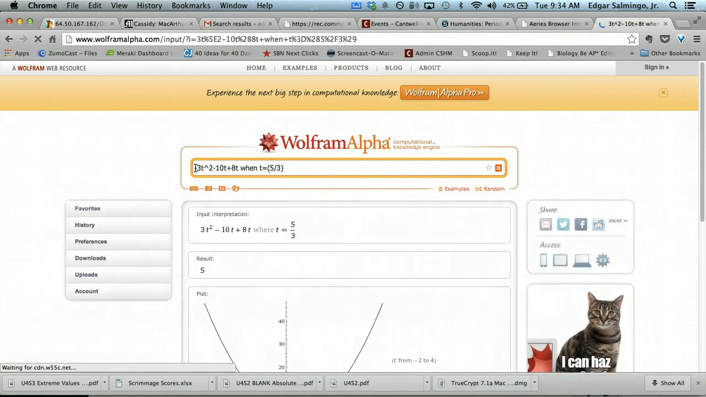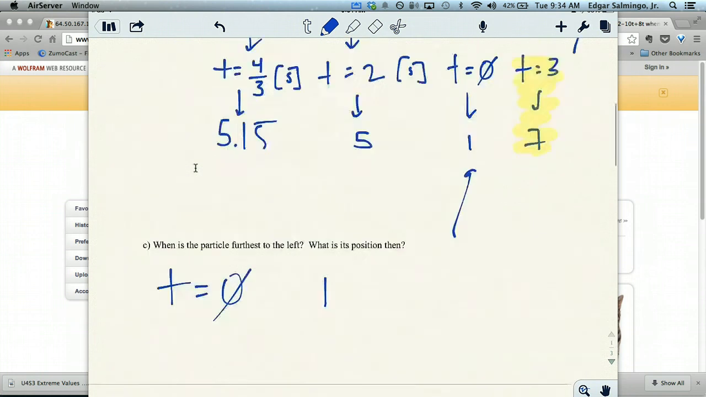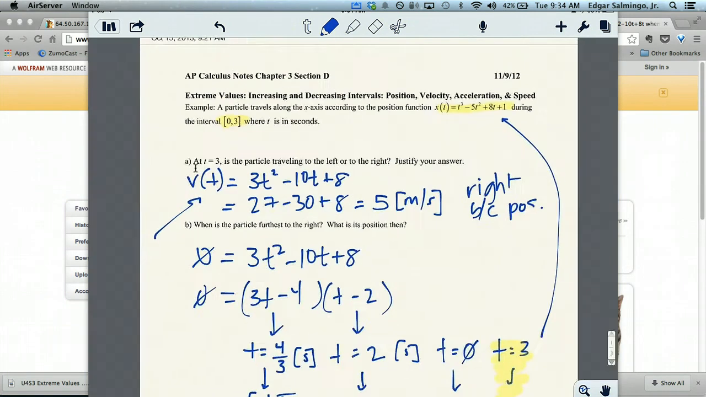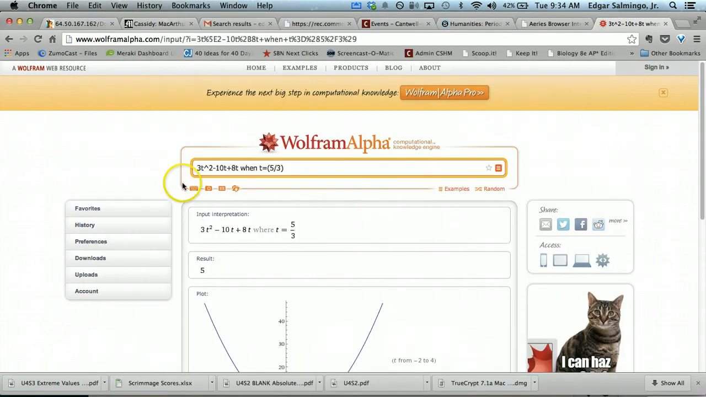I get 5, so back on my notes, I'm going to say when I plug this in, I get a velocity of 5. Okay. When I plug in 0, again, this should be easy. When I plug in 0, going back to my velocity equation, I'm going to get 8. And then 3, I'll put this into my calculator. Let me go back to my calculator. I'll calculate when t equals 3.